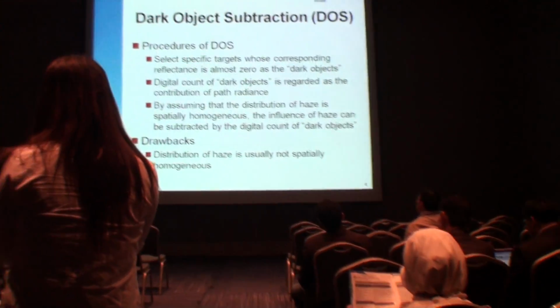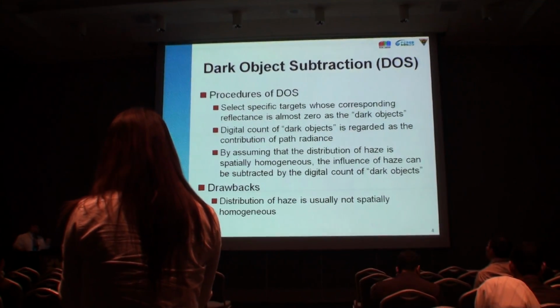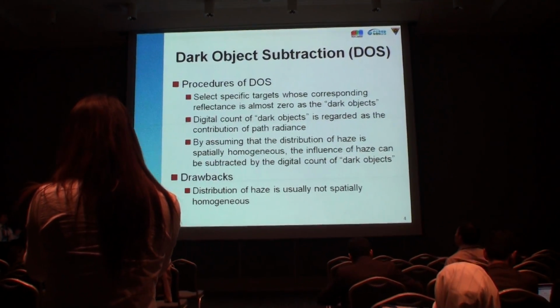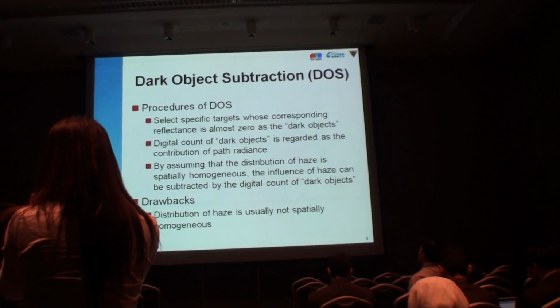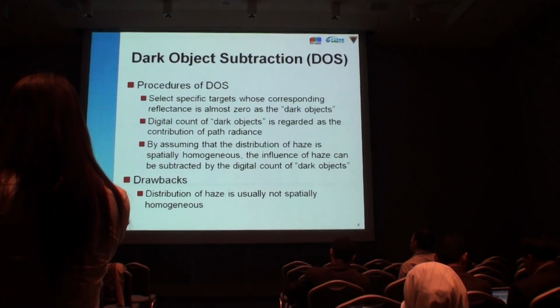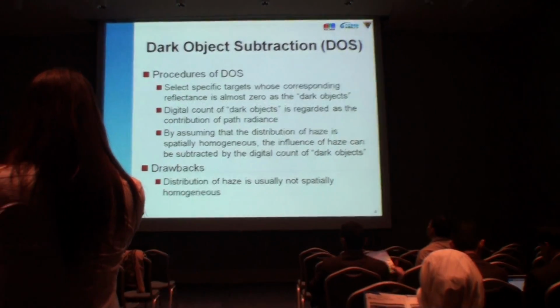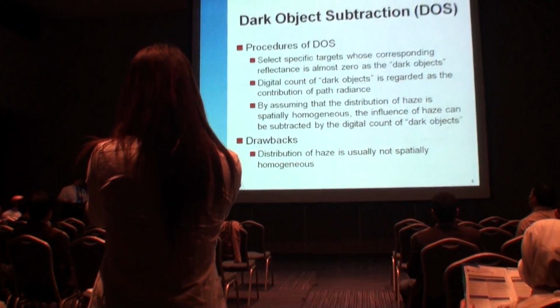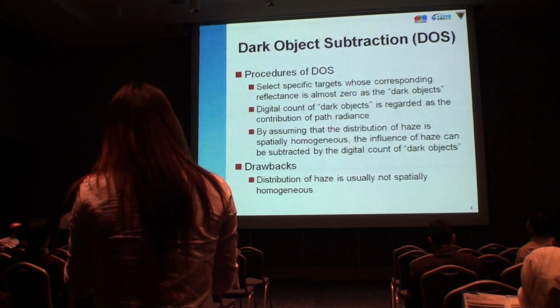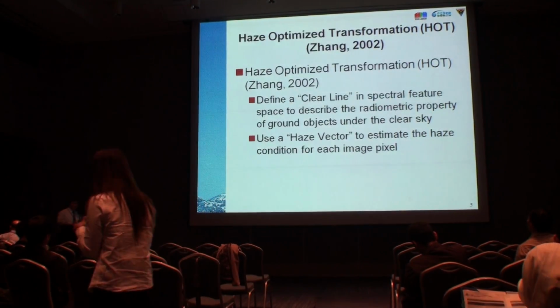But we know that this method is based on the assumption that the haze distribution is homogeneous in the whole of your image, but usually that is not the case. So there's another method called haze optimized transformation.